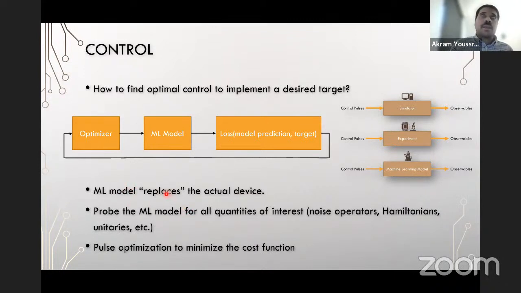And again, in this talk, I'm focusing on the Graybox because from the Graybox, you can extract things that are useful for control, like noise operators, Hamiltonians, unitaries, etc. If you have a neural network that just gives you the observables, it doesn't give you any information about what the unitary is, what the Hamiltonian is. So what if you want your target to be some quantum gate, an X gate, for example? The neural network in this case wouldn't be very useful. So the use of the Graybox allows you to have access to some physical quantities that have a meaning, and then we can use these quantities in our optimization procedure.